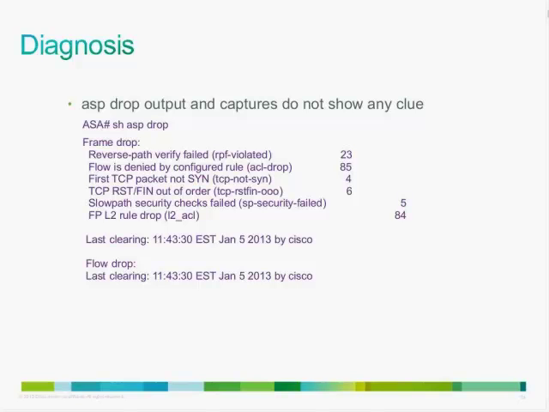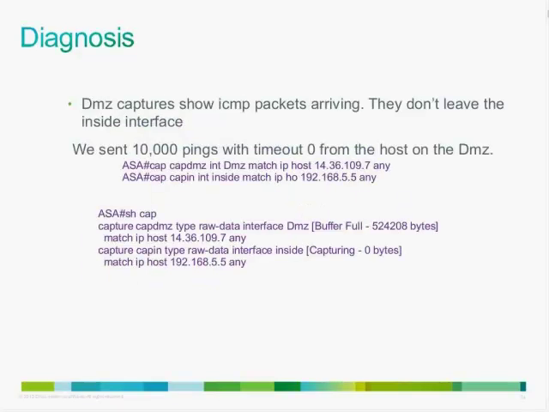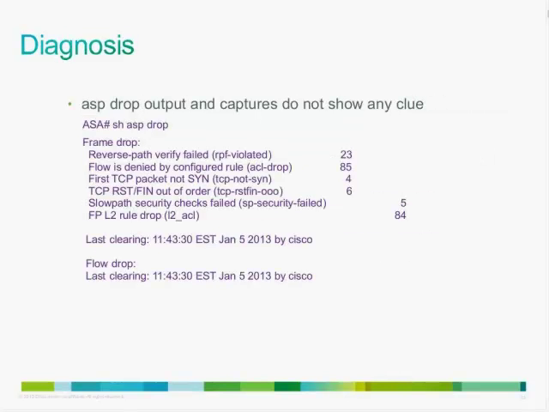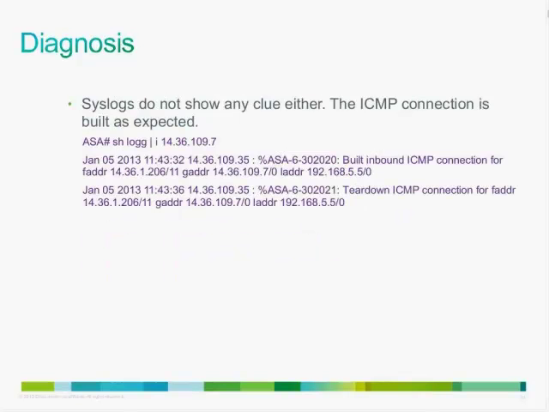So the next thing to check is, why is the ASA dropping these packets? Is it dropping them under the ASP drop, which is the accelerated security path check? We sent like 10,000 pings. As you can see on the previous slide, the buffer was full here. But the 10,000 pings don't add up on the ASP drop counters. So this clearly says that the ASP drop has nothing to do with this, or the packets are not being dropped due to any of these security checks failing. So what else? We've also done packet tracer output, and that shows it's permitted.